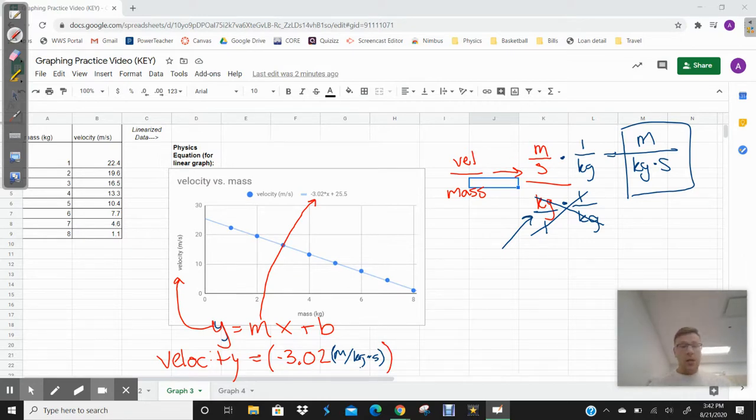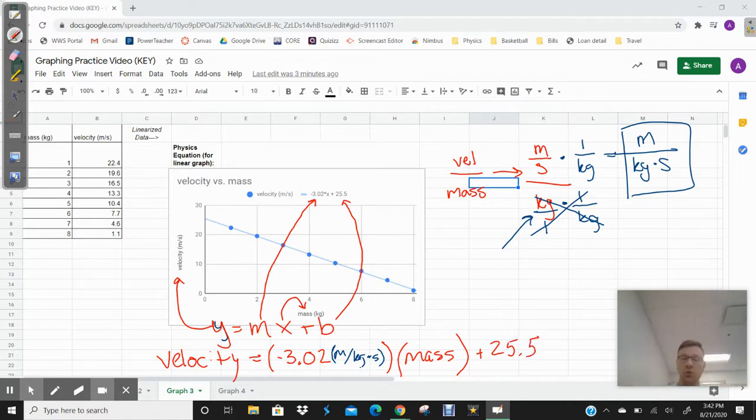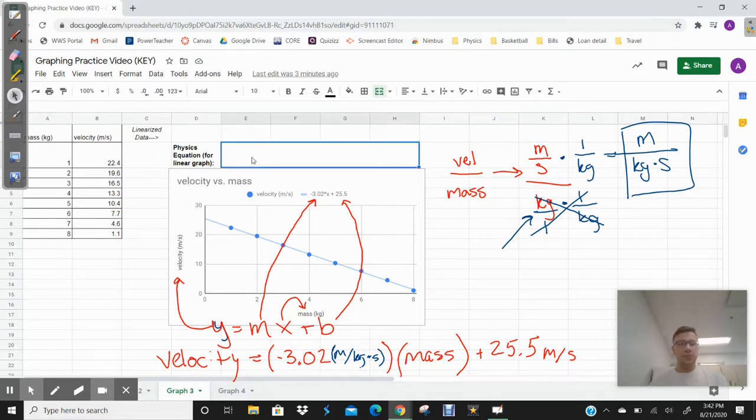Okay. So the next thing would be to multiply by whatever's on our x-axis, which is the word mass, plus our y-intercept, which in this case is actually a number now. So 25.5, and then the units are always going to be the same units that are on the y-axis. Since velocity is on our y-axis, we will put meters per second here. Okay. All right. So once again, let's go write this in on the document.